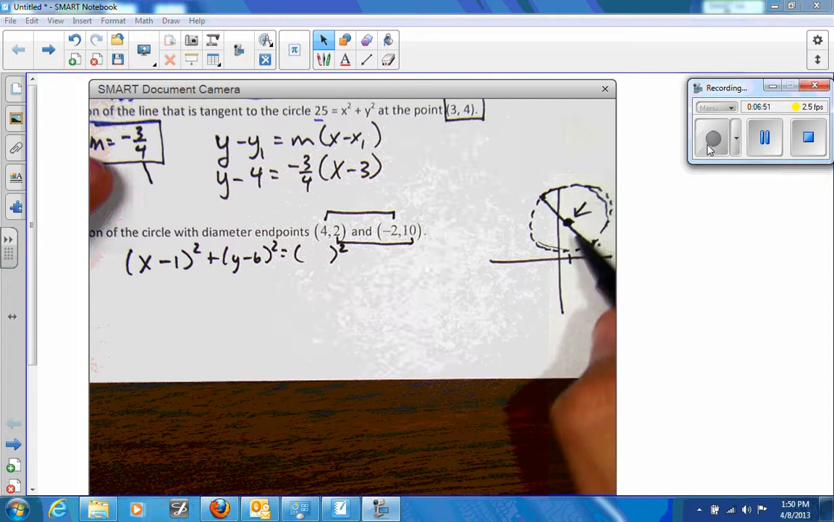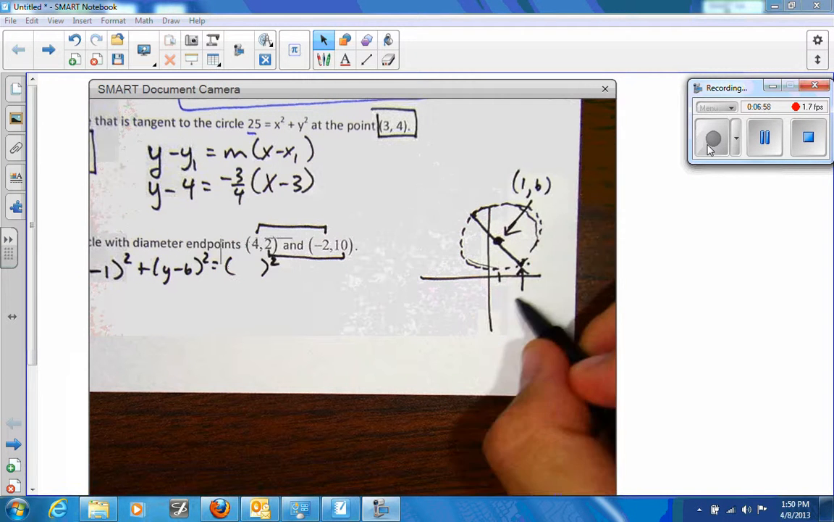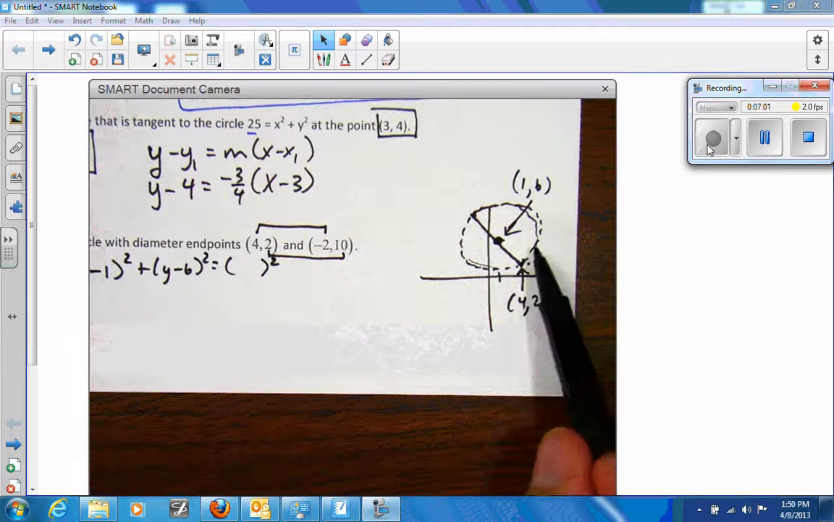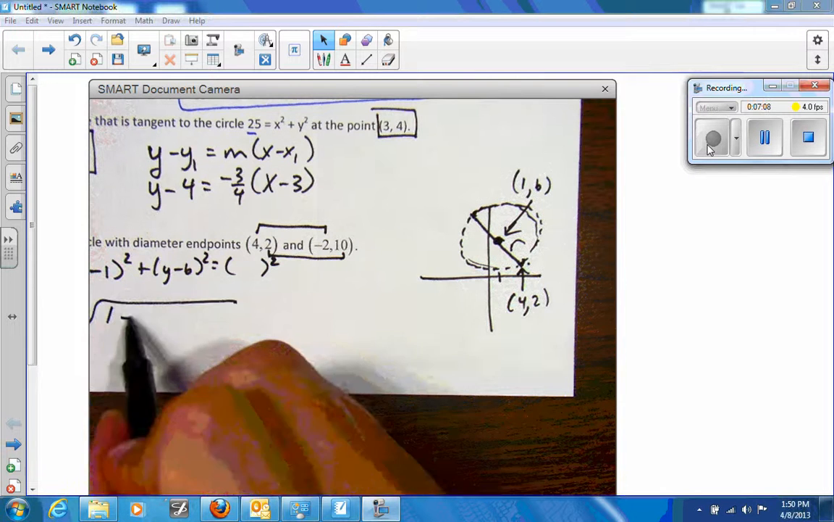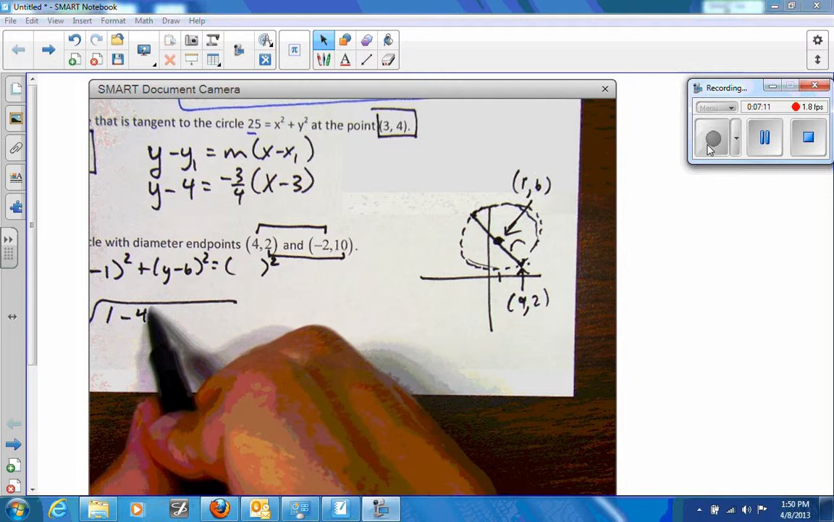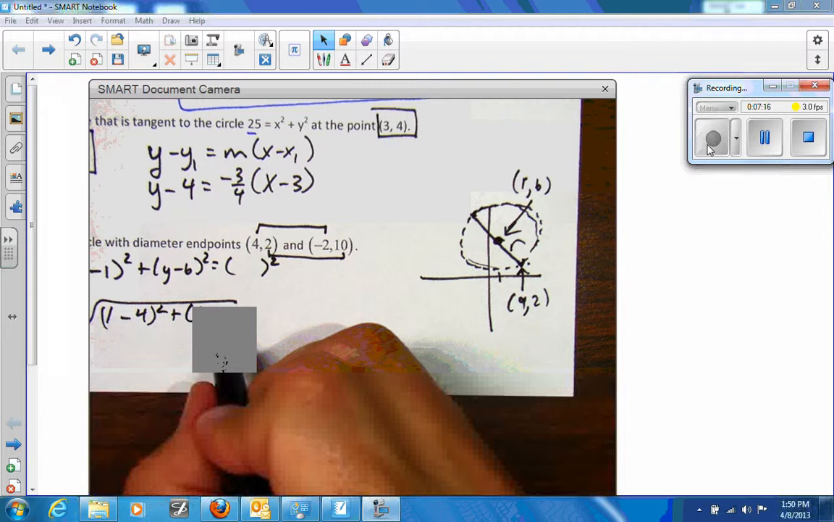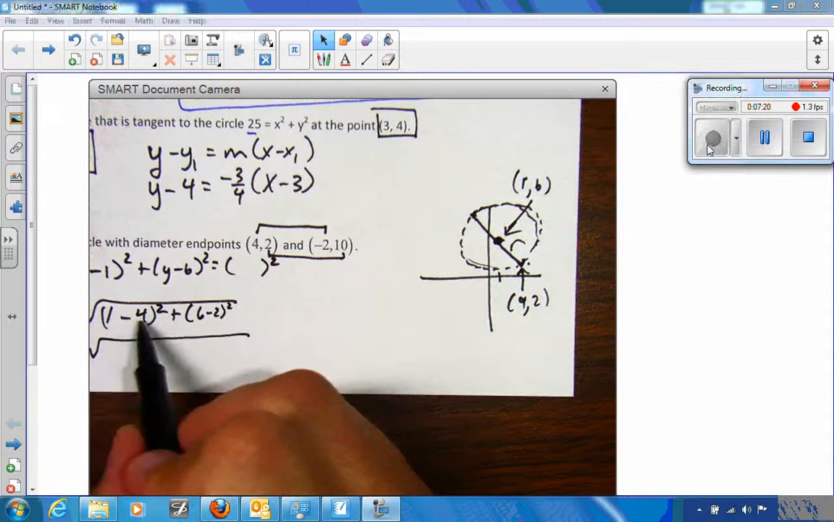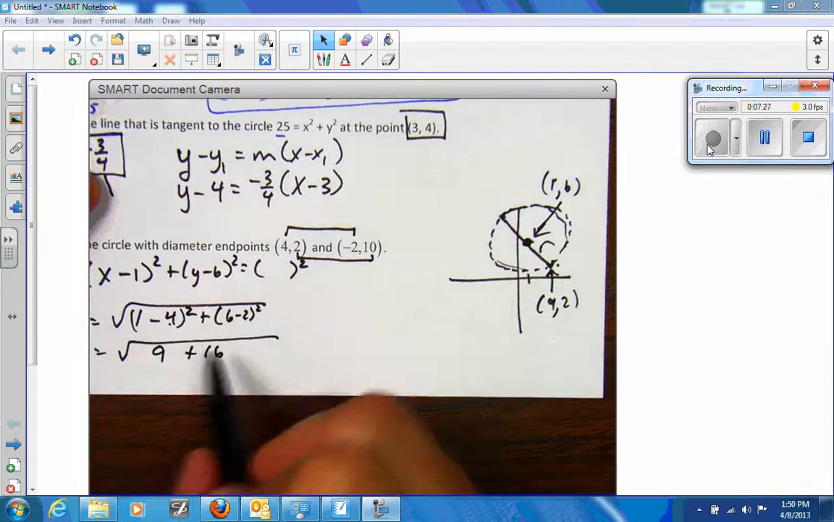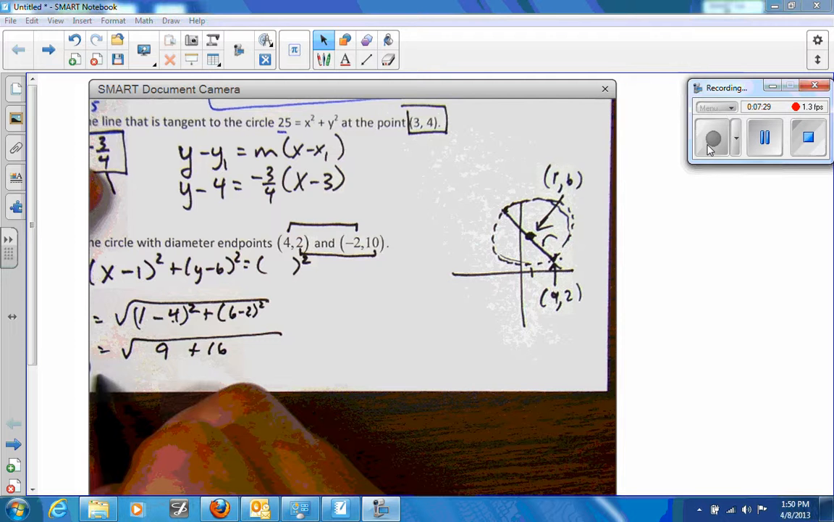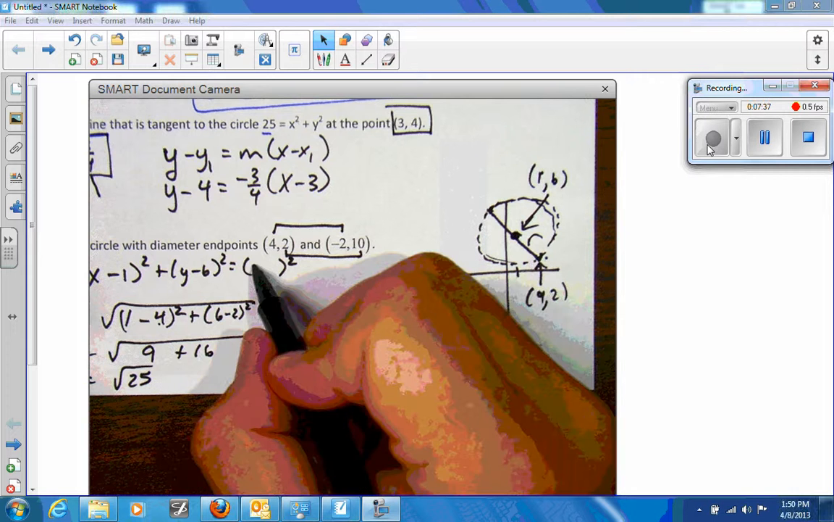Well, I know that this point now is (1, 6), and I know that this point here is (4, 2). I'm going to use my distance formula to find the distance for this right here. So my distance formula is the square root of (1 minus 4) squared plus (6 minus 2) squared. Now, 1 minus 4 is negative 3, but negative 3 squared is 9. 6 minus 2 is 4, and 4 squared is 16. 16 plus 9 is 25. So my distance from here to here is the square root of 25.